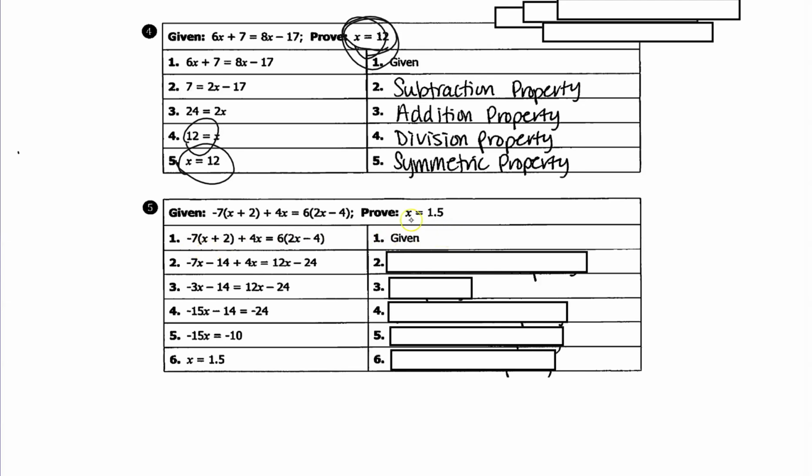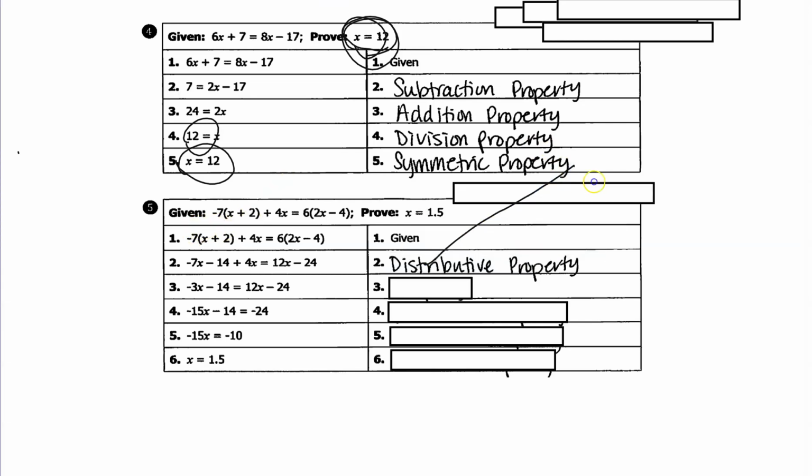We have our given. Now notice down here, all of our parentheses have been removed. How do we remove our parentheses? We distribute. So that'll be the distributive property. Now, what has changed over here? Here we had negative 7x minus 14 plus 4x. Here we had 12x minus 24. Notice that our negative 7x and our 4x are missing. And what has happened to them? Well, all we're doing is combining like terms, right? We've taken our negative 7x and our positive 4x, and it's become a negative 3x.